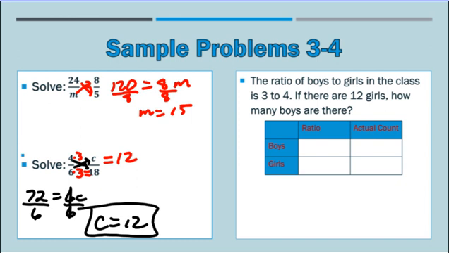The ratio of boys to girls in the class is 3 to 4. So the ratio, 3 boys to 4 girls. If there are 12 girls, the actual count, 12 girls, how many are boys? I need to find that part. So from here, I can set up my ratios. 3 to 4 equals, I'll use b for boys over 12.